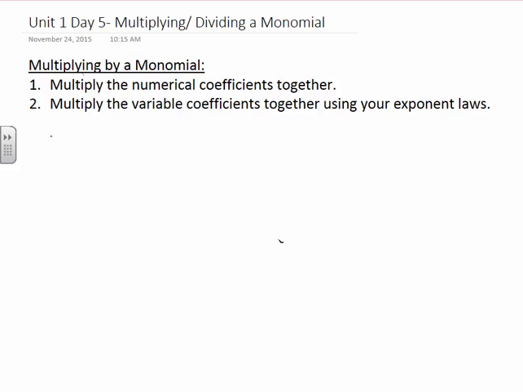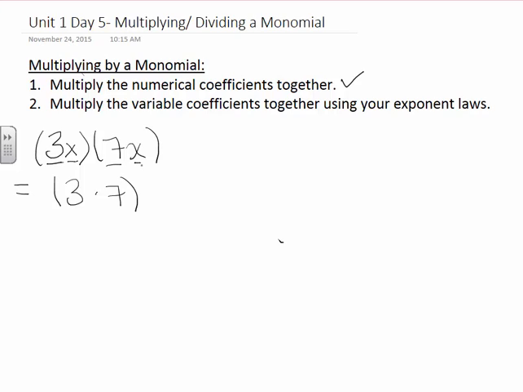If we are given the two monomials 3x and 7x, we know that first, by our steps, we have to multiply the numerical coefficients together. In this case, that's the 3 and the 7. So 3 times 7. And then secondly, we multiply the variable coefficients together, which is the x and the x. So x times x. Now we simplify as follows. 3 times 7 is 21.